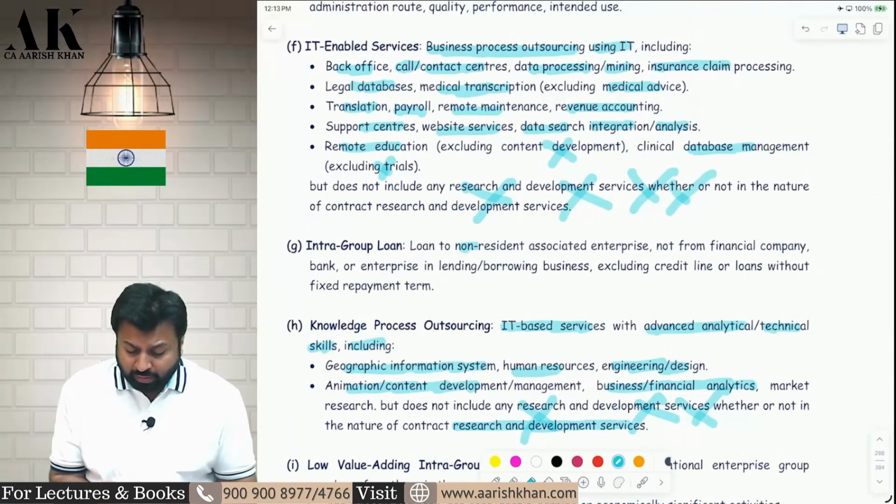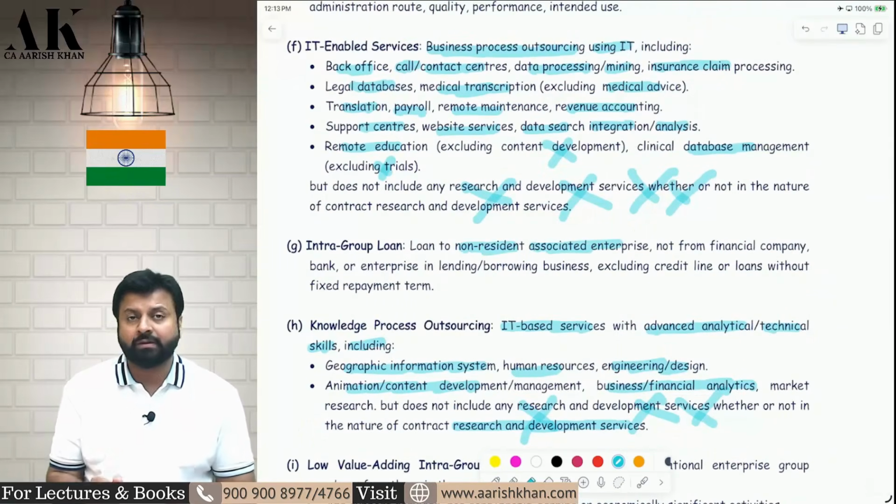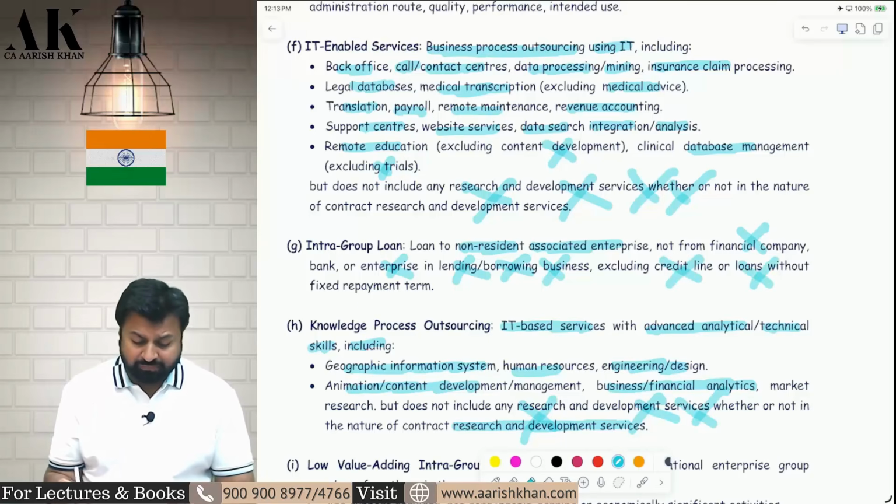Intra-group loan means loan given to non-resident associate enterprise. Loan which is given only to a non-resident associate enterprise, not from any financial company or bank or enterprise or lending or borrowing enterprise. Plus, it does not include credit line or loans without fixed repayment.